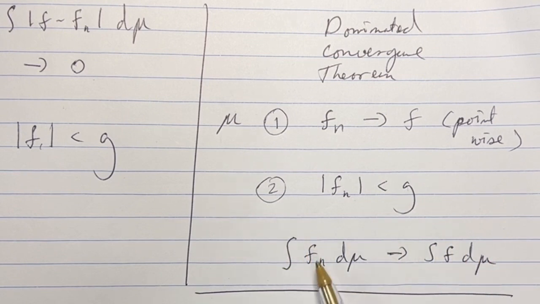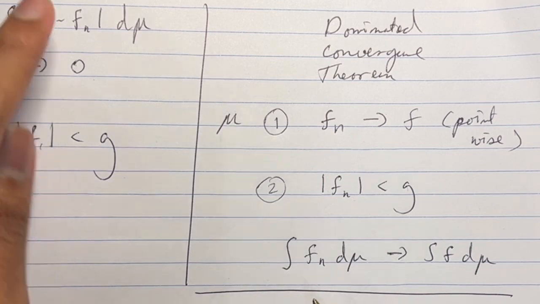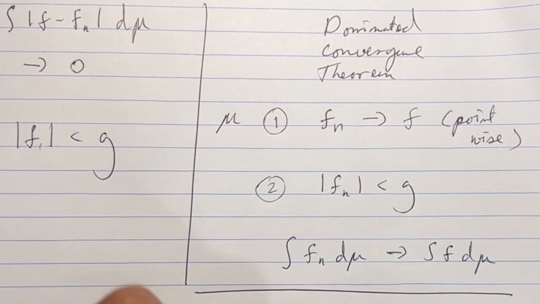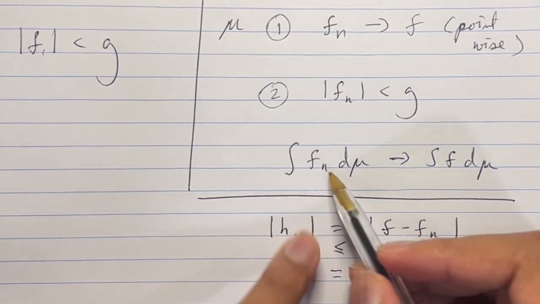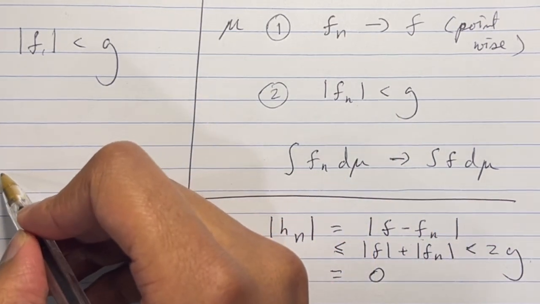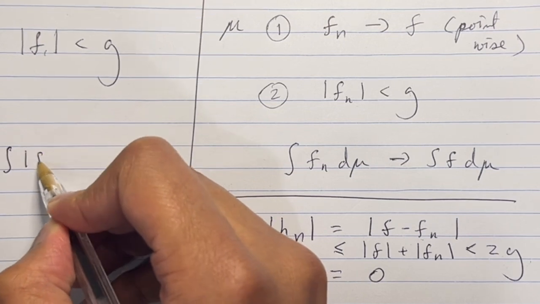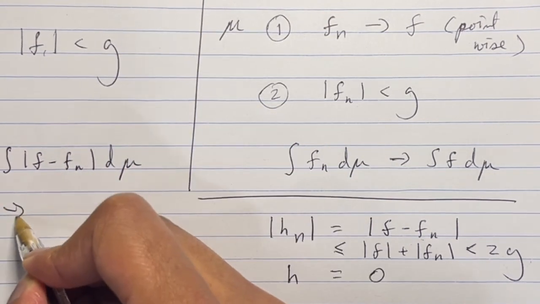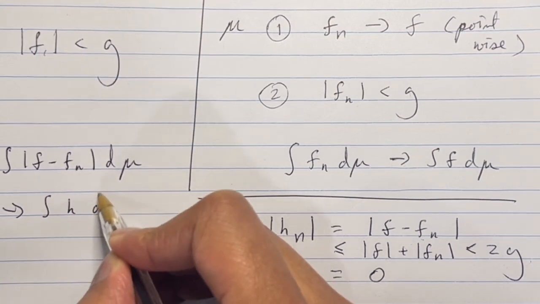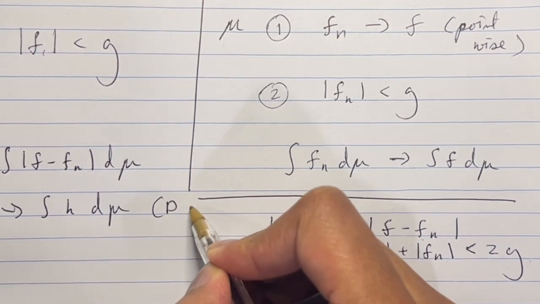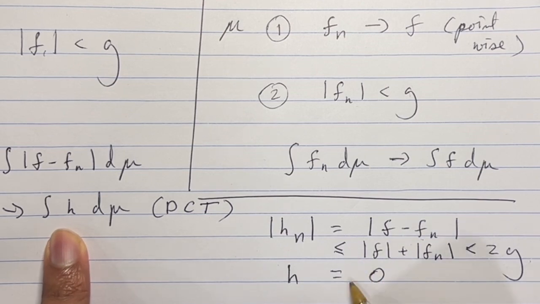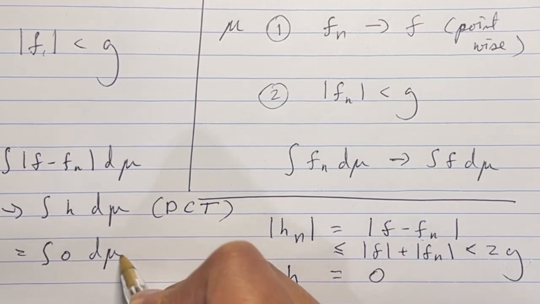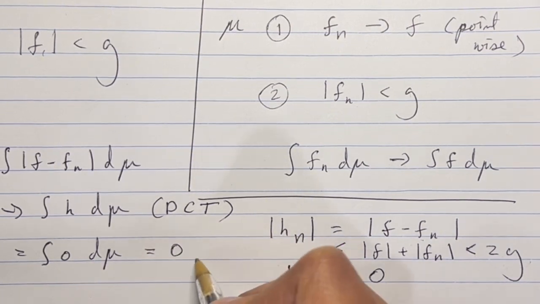So we can now substitute h_n into this part, which will give us this, and h into this part. So substituting h_n in here, h_n is just this part, so we get the integral of the absolute value of f minus f_n d mu. This tends to the integral of h d mu by the dominated convergence theorem. But what is this? Well, h we said is 0, so this is the integral of 0 d mu. But the integral of 0 is just 0, and so we're done.